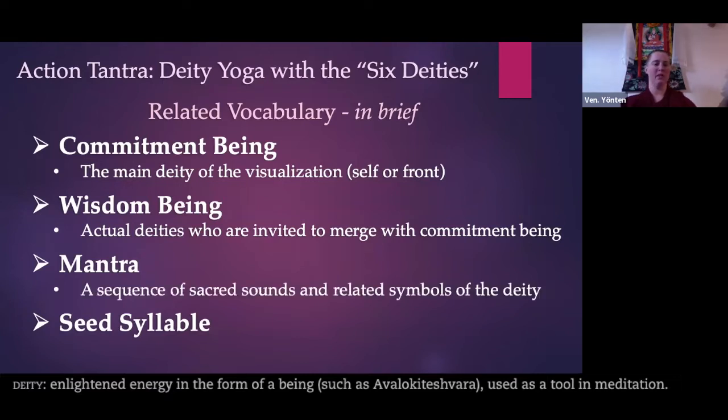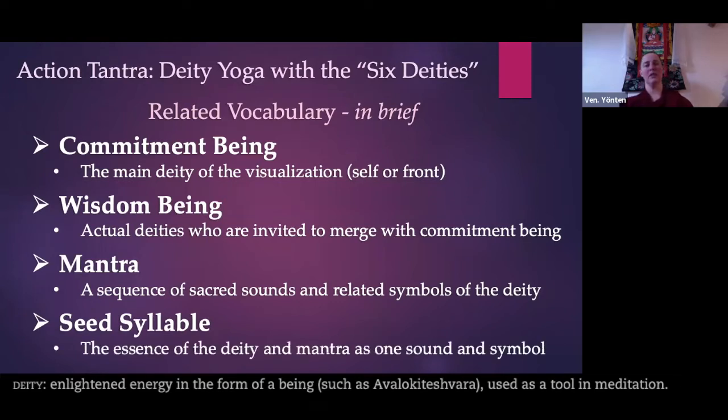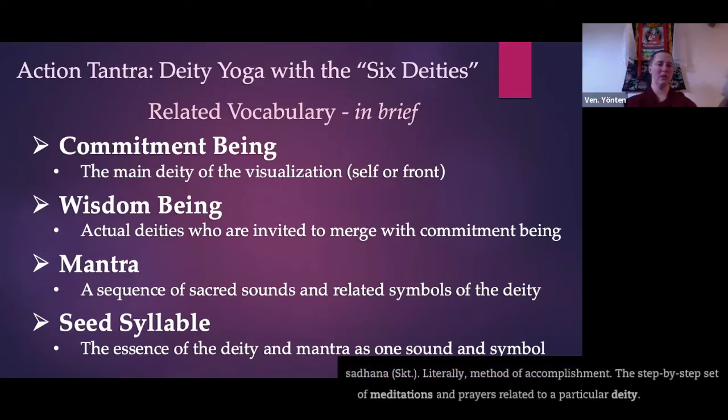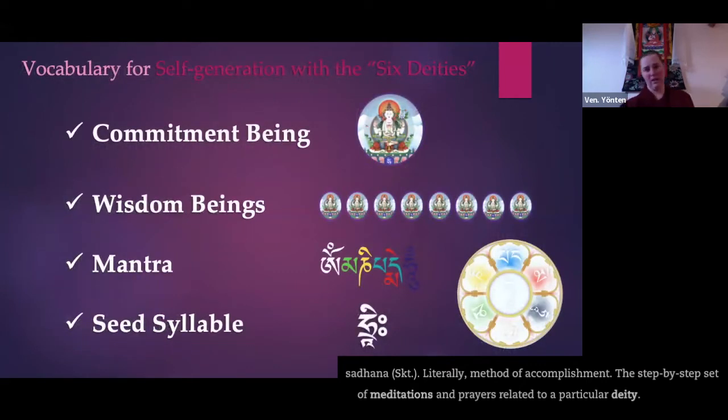And then mantra is probably clear, a sequence of sacred sounds and related symbols of the deity or that which protects the mind. And then the seed syllable is the essence of the deity and mantra as one sound and syllable. These words will get sprinkled through the sadhana, so I didn't want to lose anybody. It is in the form of letters or syllables that represent the sound. Okay, so commitment being is the main deity, the wisdom beings are all the other Buddhas and Bodhisattvas in the same aspect as the main deity you're practicing. So you're practicing Chenrezig, you think all the Buddhas take the form of Chenrezig, and then they dissolve into the main one that you visualized.